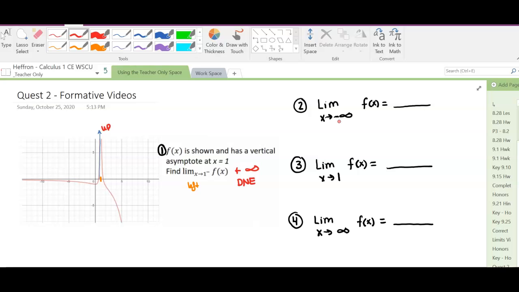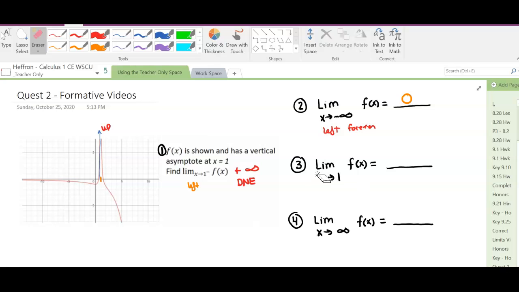The limit as x approaches negative infinity, well, this means x is going far left. Left forever. So as I go left forever on my graph, it gets very, very close to the x-axis. The x-axis is y equals 0. Those are the same thing. X-axis is y equals 0.